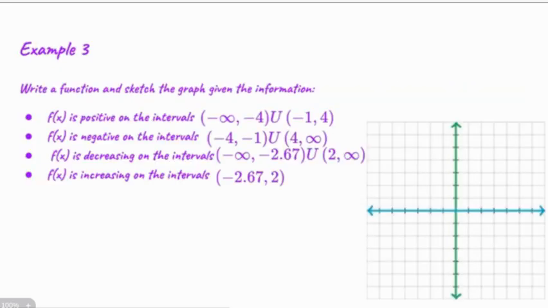All right, so we're given this information here for our last example. We're going to try and sketch a rough estimate of what this graph would look like. So let's start with positive and negative intervals, because we know that positive intervals would be a graph above the x-axis, negative would be below the x-axis.